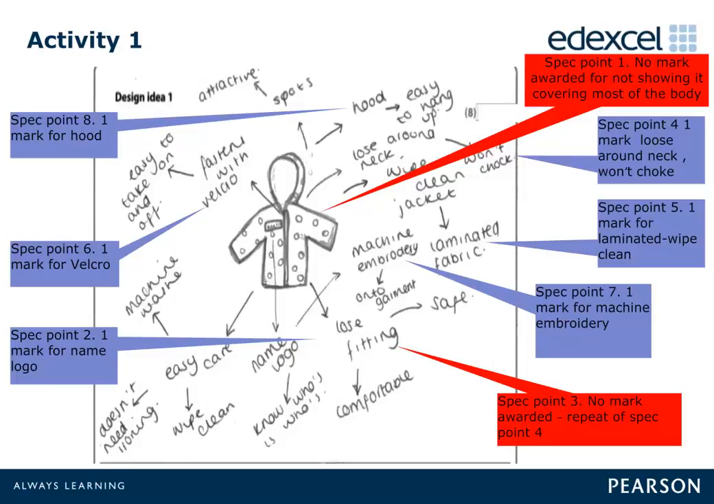Six marks were given to the first design idea. It lost 2 marks for not showing it covering most of the body, specification point 1, and for using the same method to be comfortable and safe, specification point 3. Improvement on this design idea could be to have the design drawn on a body to show how long the sleeves or bodice were, and by adding a feature such as an elasticated waist to avoid duplication.